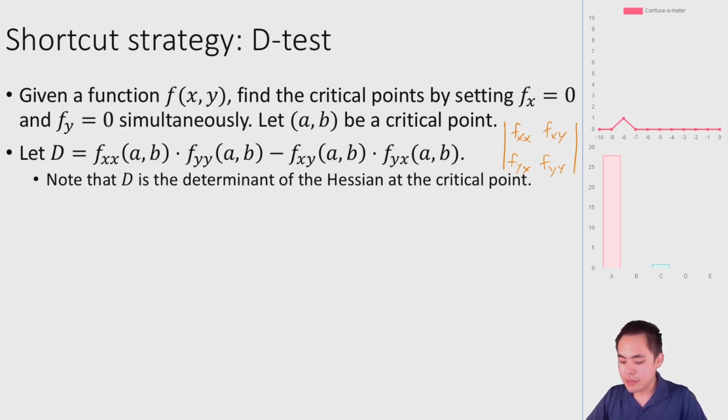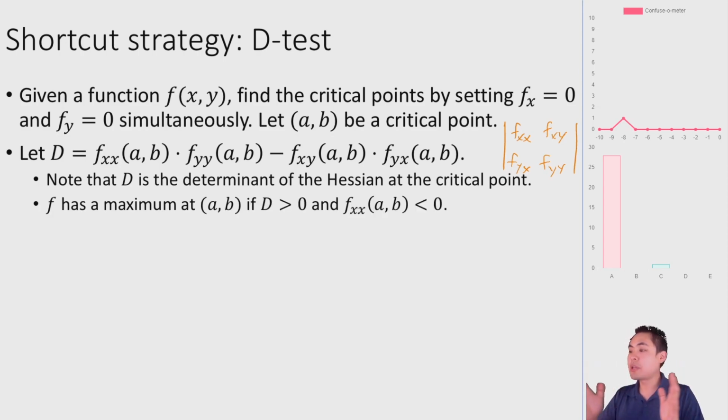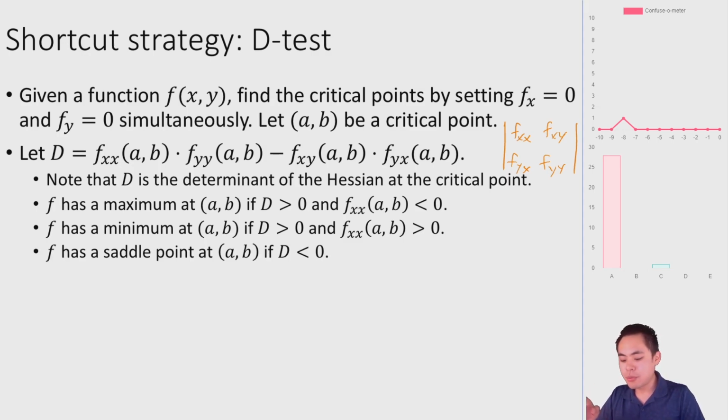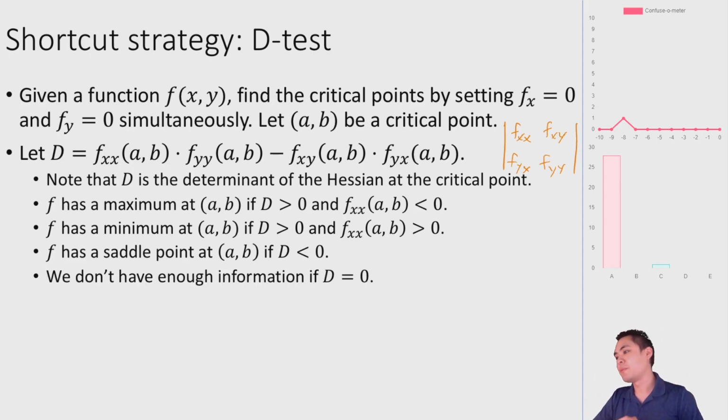And it turns out that once you have this, the quicker test is you just take the determinant, and there's a maximum if D is greater than 0 and the very first entry f sub xx is less than 0. There's a minimum if D is greater than 0 and f sub xx is greater than 0. And there's a saddle point if D is less than 0. And if D is equal to 0, we don't have enough information.